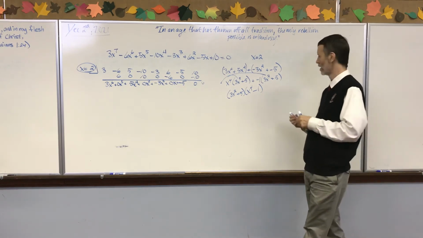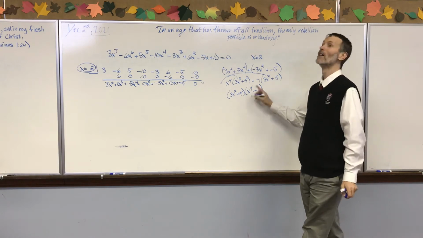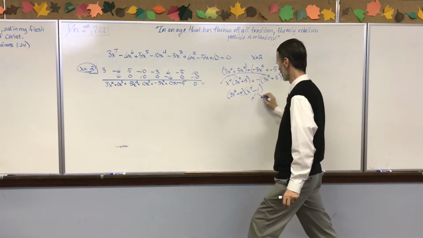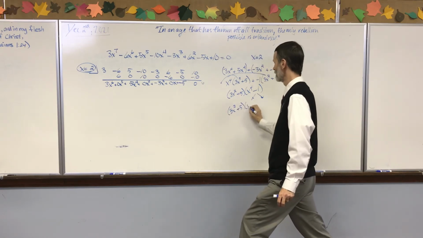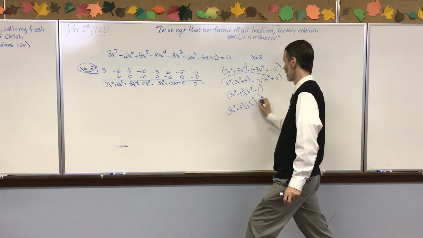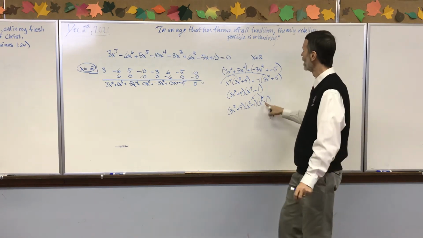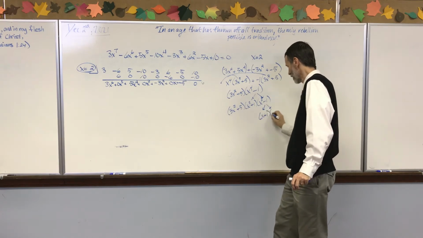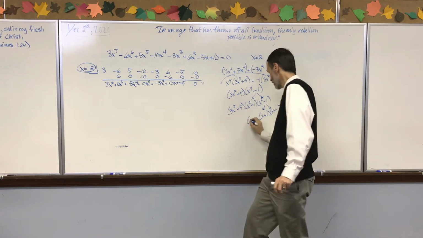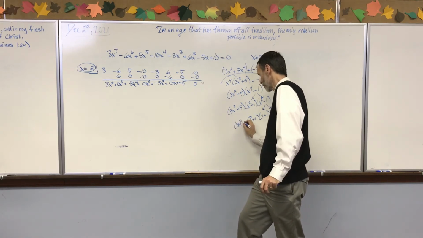X to the 4th minus 1. What method works with that? Difference of two squares. What does it break into? Yeah, x squared plus 1, x squared minus 1. Does anything else factor while you're at it? Right. Into what? X plus 1, x minus 1. And this is x squared plus 1, and this is 3x squared plus 5.